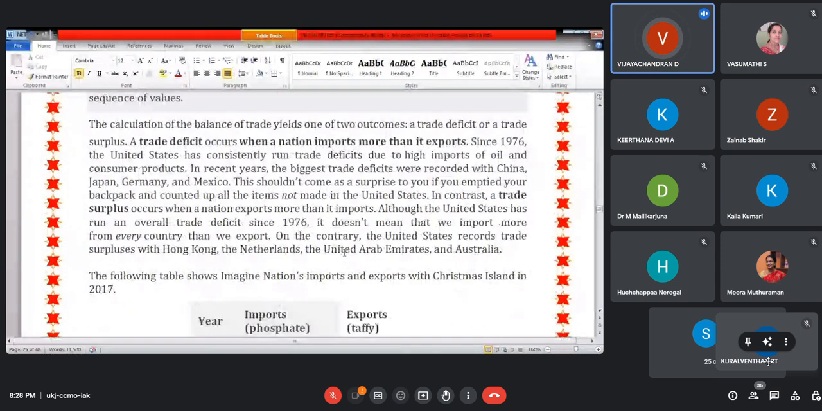I told that trade deficit. So trade deficit means what? Import is more than the export. Then we can say it is a trade deficit.